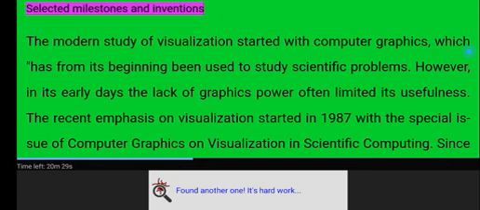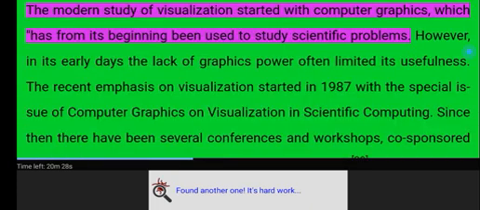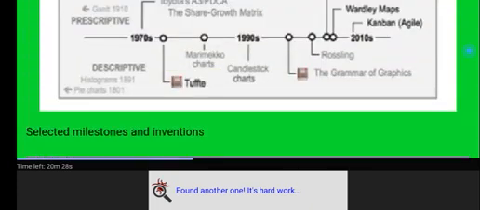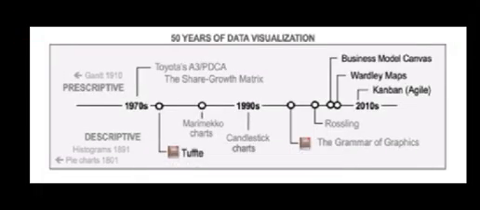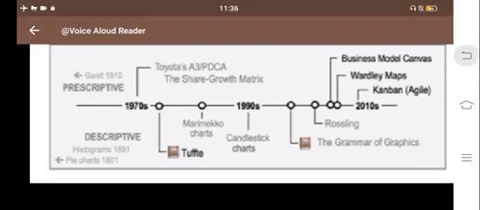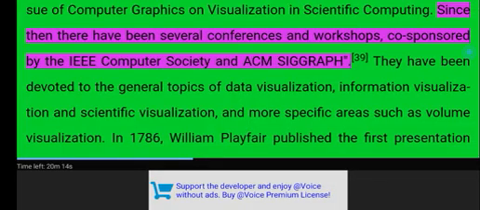38. History. Selected milestones and inventions. The modern study of visualization started with computer graphics, which has from its beginning been used to study scientific problems. However, in its early days the lack of graphics power often limited its usefulness. The recent emphasis on visualization started in 1987 with the special issue of Computer Graphics on Visualization in Scientific Computing. Since then there have been several conferences and workshops, co-sponsored by the IEEE Computer Society and ACM SIGGRAPH.